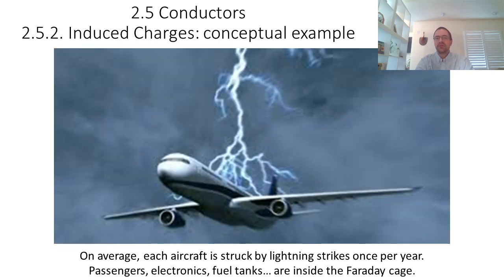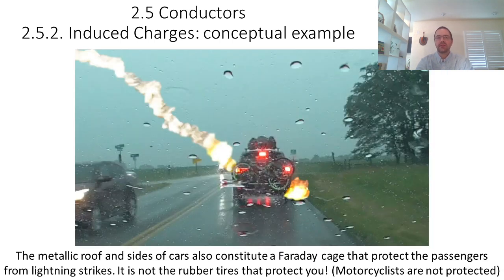And a clear example of how this Faraday cage is a shield for the inside cavities is the example of an aircraft. On average, each aircraft is struck by lightning once per year. And in that case, the passengers, the electronics, and the fuel tanks are all inside the Faraday cage. And the same thing for a car. The metallic frame of the car is protecting you in case of lightning. It is not because the rubber tires are protecting you. In fact, motorcyclists are not protected from lightning strikes.